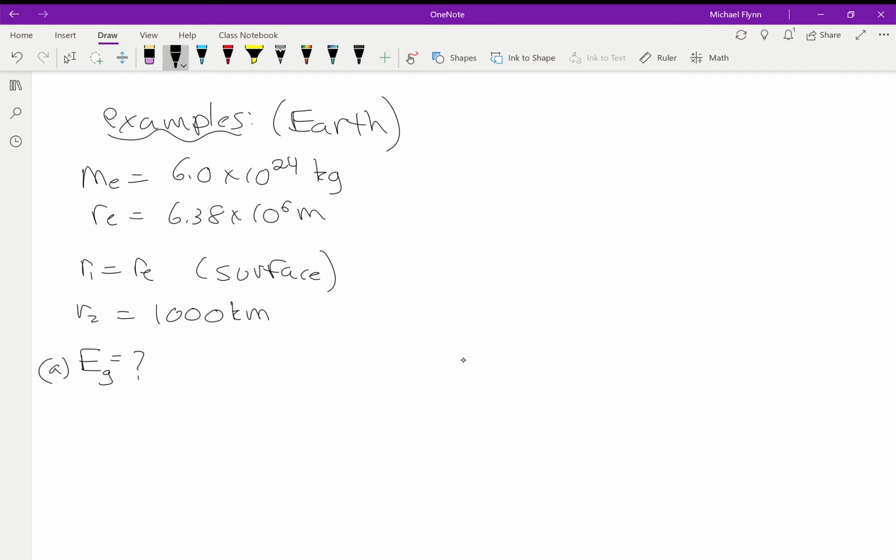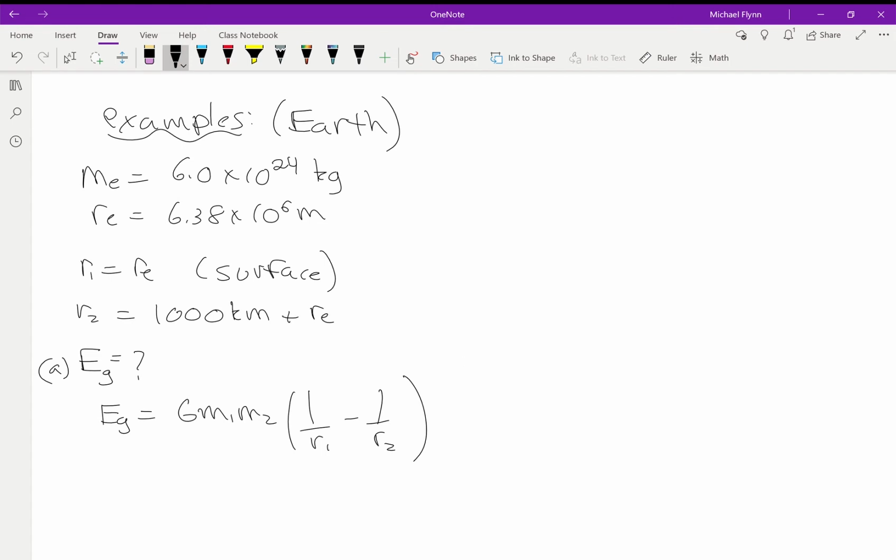So this is question A. In question A, we're going to use the first formula, Eg equals G m1 m2 times (1 over r1 minus 1 over r2). Now you have to be good with your calculator on these questions, and you will need a calculator, so I'm going to do it for you right now. First I'm going to do what's in the brackets. So R1 is 6.38 times 10 to the 6. And before I do R2, just a little note here.